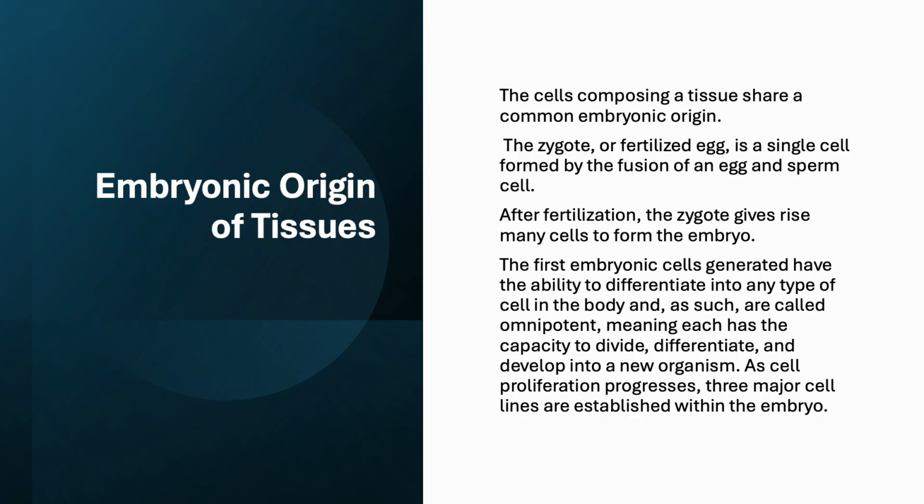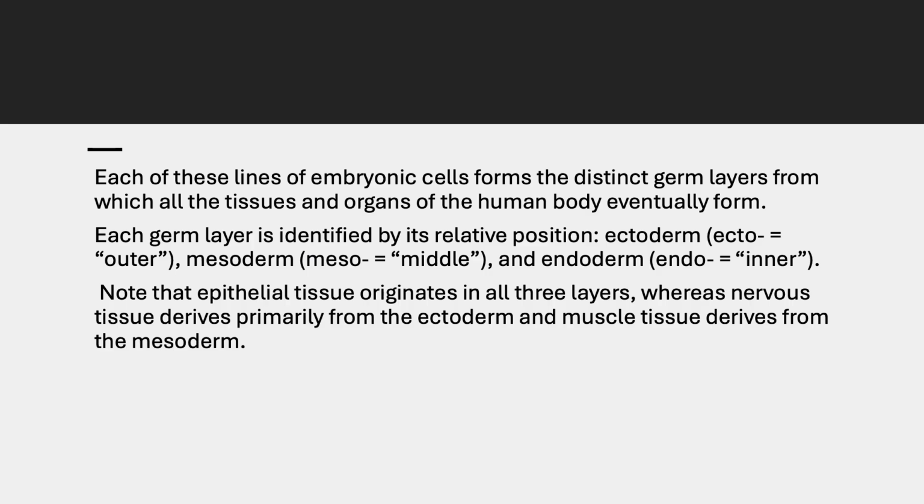So the embryonic origin of tissues. Tissues originate from 3 germ layers, which arise from the embryo after the egg is fertilized. The ectoderm, mesoderm and endoderm are the 3 layers. Epithelial tissues arise from all 3 layers. Muscle tissue arises from mesoderm, and nervous tissue arises from the ectoderm.